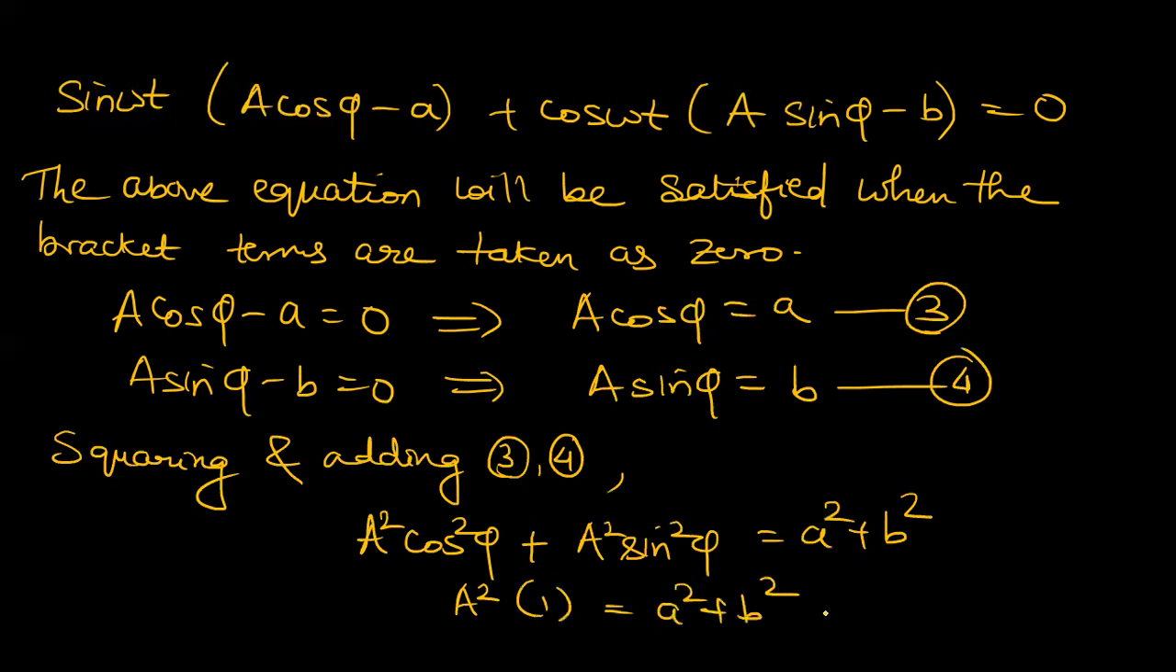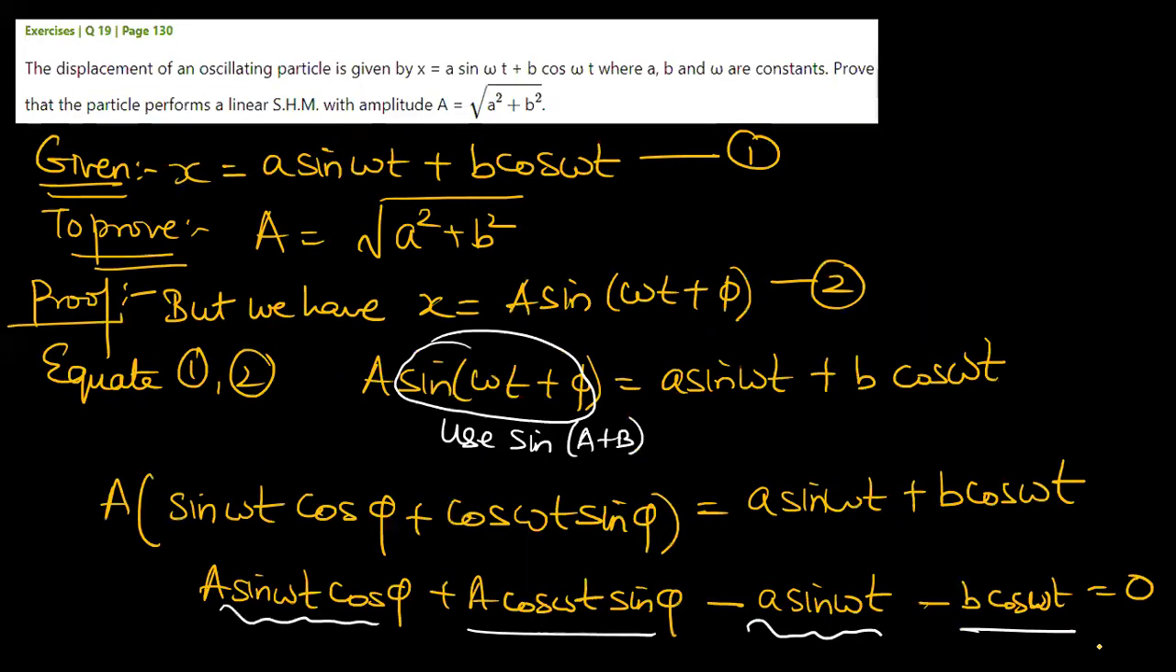Take the square root on that side. So I can say A equal to under root of a square plus b square. This is what I was supposed to prove: A equal to root of a square plus b square.